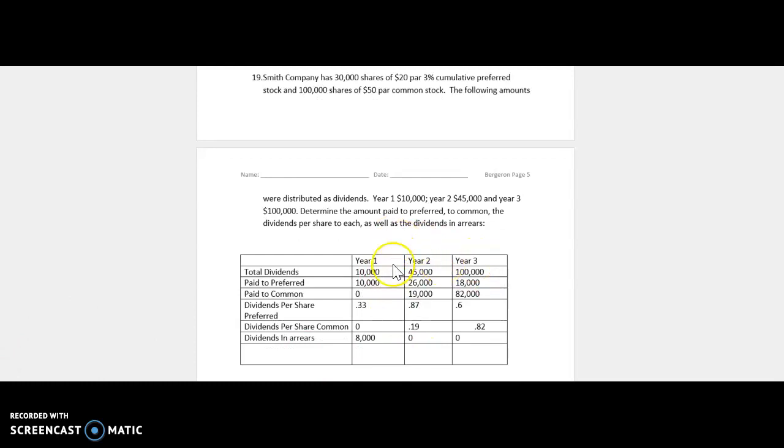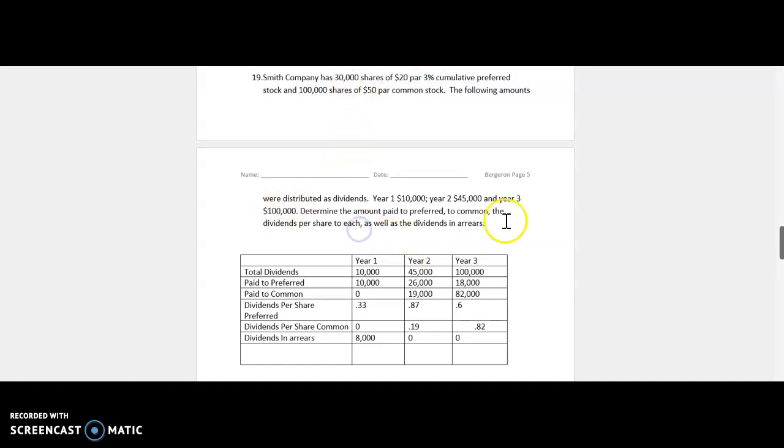So a quick recap of what we did here. For total dividends, I got those amounts from the paragraph. It tells you how much they paid each year. Okay, for pay to preferred, first I had to figure out how much I need to pay to preferred, or how much I want to pay to preferred. So we take the 30,000 shares times the $20 par times the 3%, and that will give us 18,000.